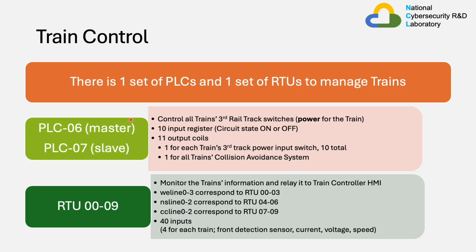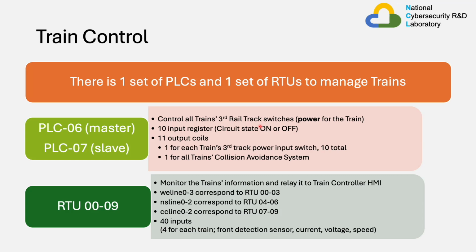The PLCs 6 and 7 manage each train's third rail track switches, which is essentially the power for the trains. The train's internal circuit state, which draws power from the third rail track, is either on or off, and is input into the PLC. There is one for each train, so 10 trains means 10 input registers total.